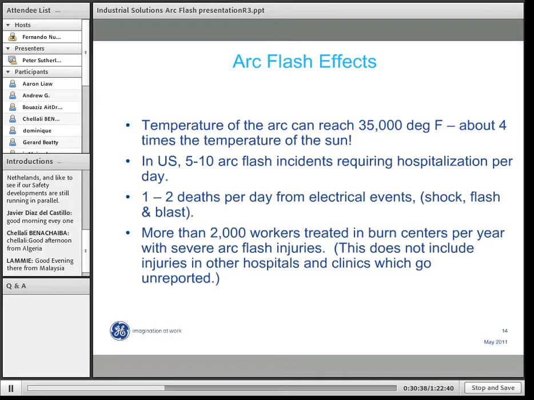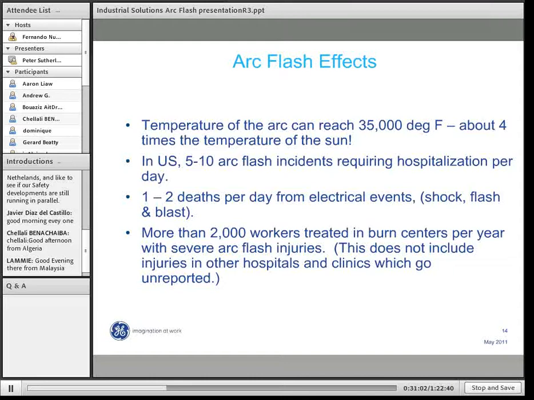Okay, this would be 19,427 degrees Celsius. So either way you look at it, it's a very severe temperature that will destroy anything in its path.